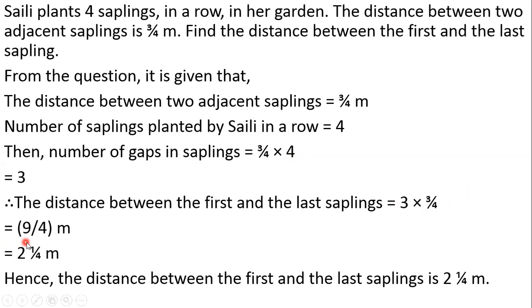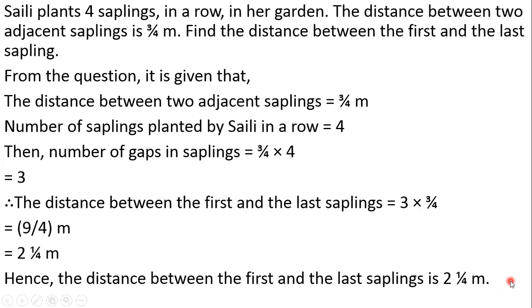Now since 9 by 4 is an improper fraction, we'll convert it into a mixed fraction. 9 divided by 4, 2 times 8, 1 remains. So it would be 2 1 by 4 meter. So we would say the distance between the first and the last sapling is 2 1 by 4 meter.